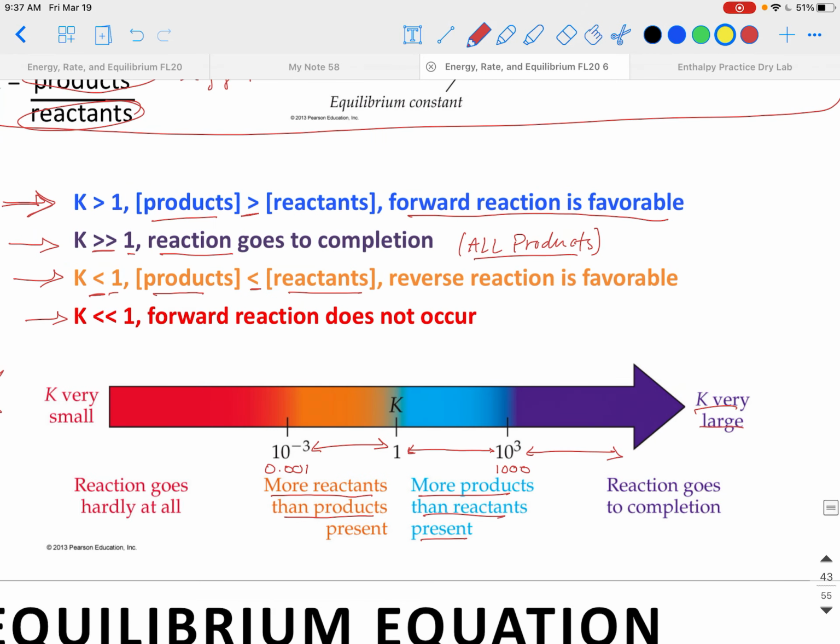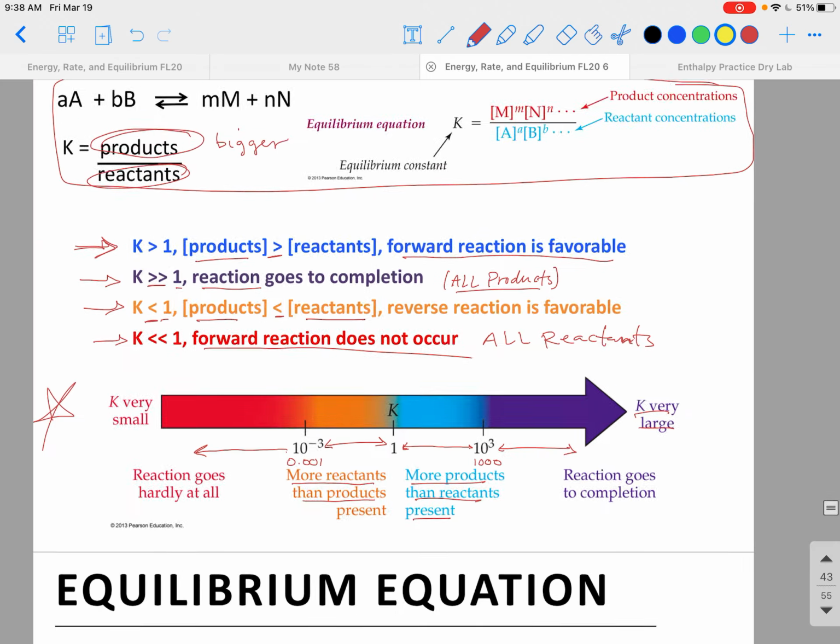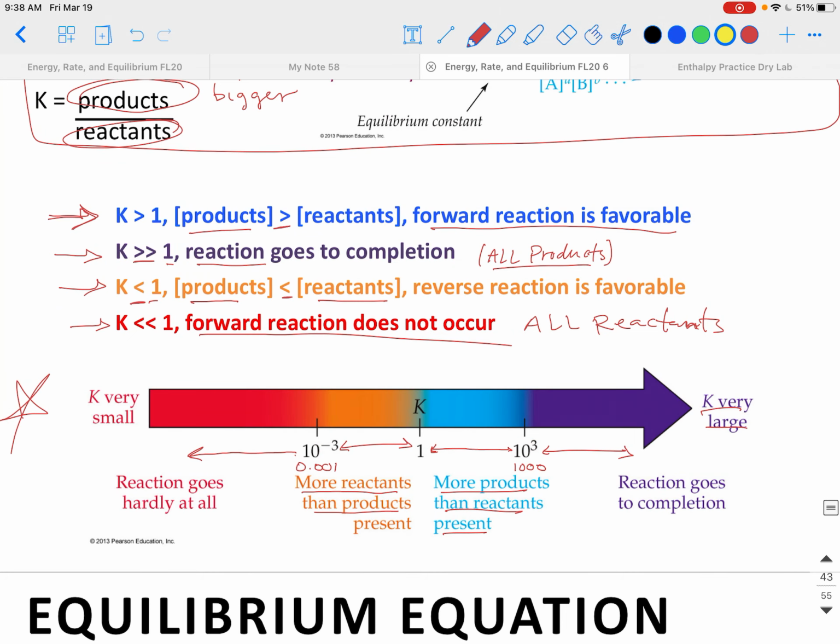Lastly, if your K is way, way, way smaller than 1, so less than 0.001 and just keeps getting smaller, so maybe like 2 to the minus 10, 1 to the minus 12, 1 to the minus 5, any numbers like that are way, way, way smaller than 10 to the minus 3. So here, the reaction hardly happens at all. Just the forward reaction does not occur. You have all reactants at equilibrium.